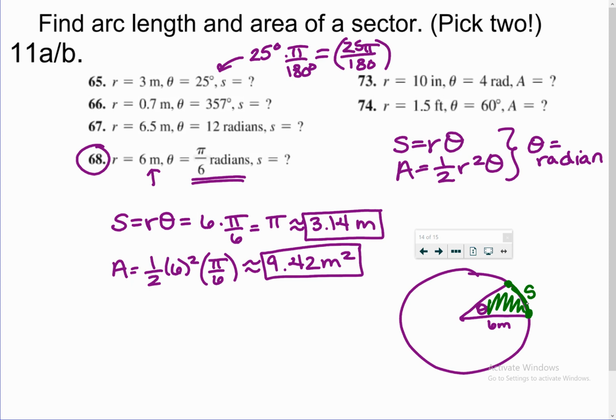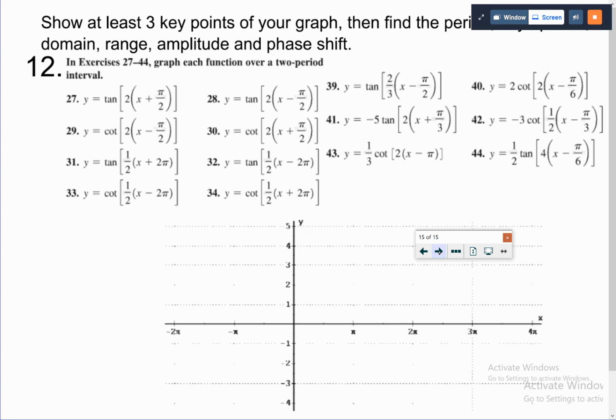All right, we just got one more problem, and it's the last graphing problem. On the test, it will be either tangent or cotangent, so you do not have to worry about graphing secant and cosecant. But again, you need to know the key points for tangent and cotangent, or be able to imagine what one period of the graph looks like to get the key points.